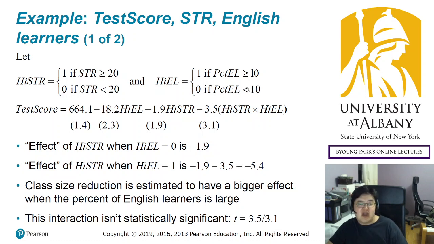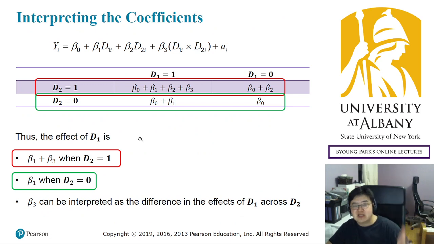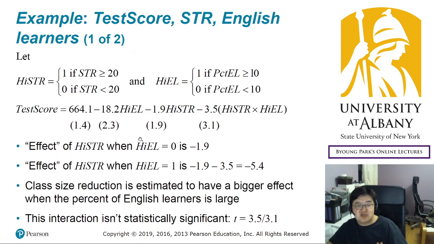So now, we are going to regress the test score on the binary variable of English learners and the binary variable of student-to-teacher ratio and their interaction. And our estimates are given by this. So, we can apply the same analysis method to this example.